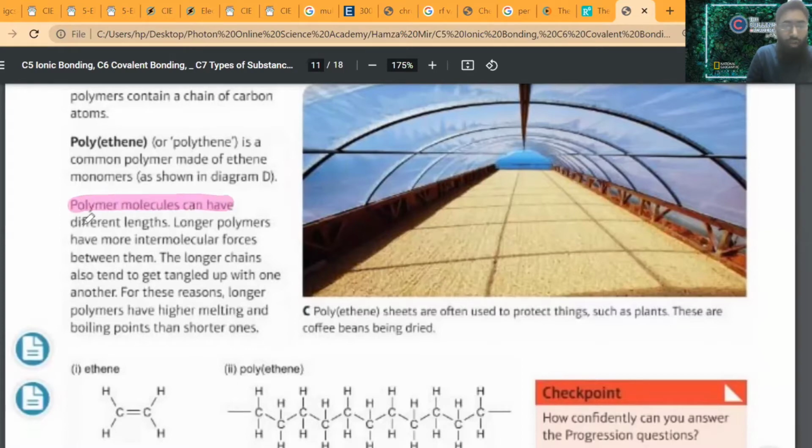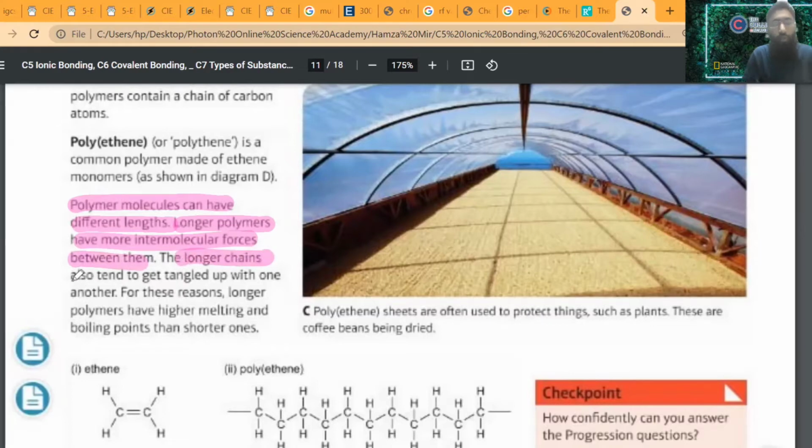A polymer molecule can have different lengths. Longer polymers have more intermolecular forces. So if the polymer structure is long, then it has high melting and boiling points. Polymer molecules can have different lengths, and longer polymers have more intermolecular forces between them.